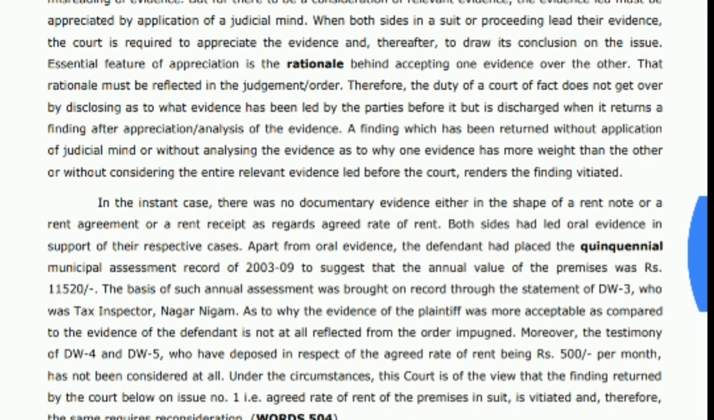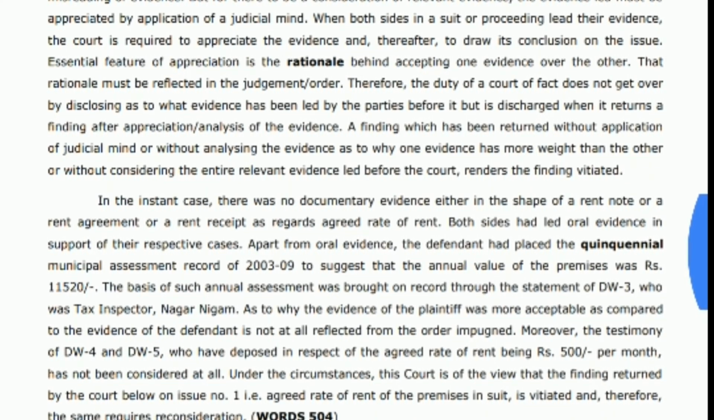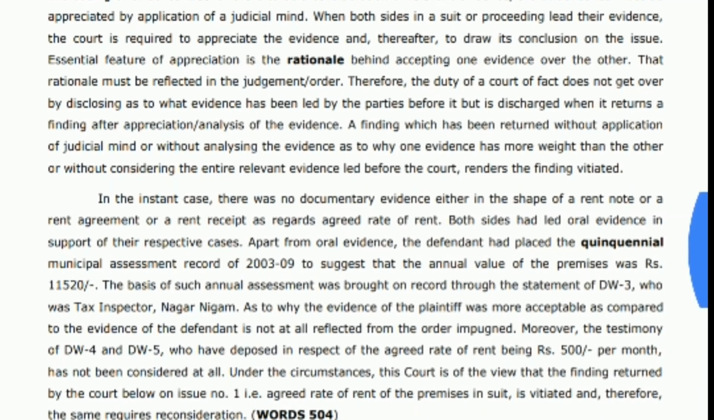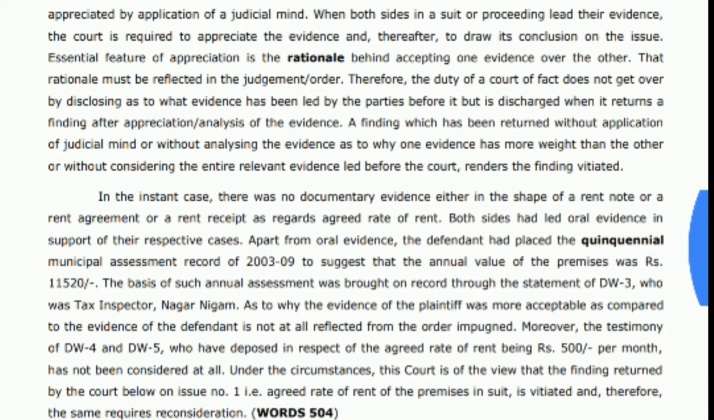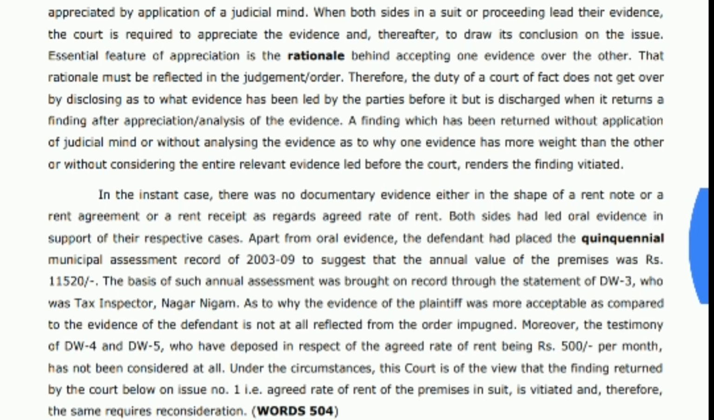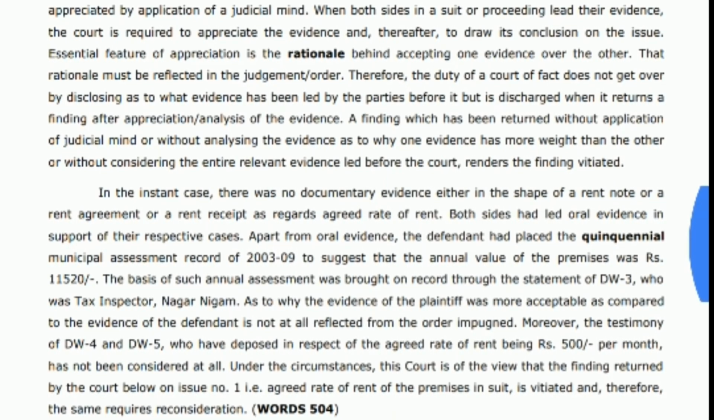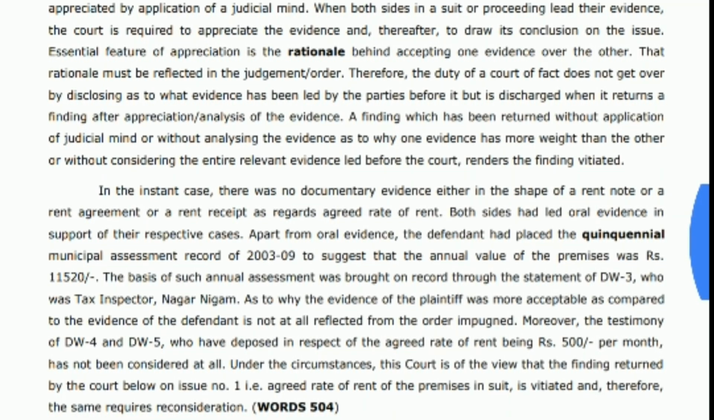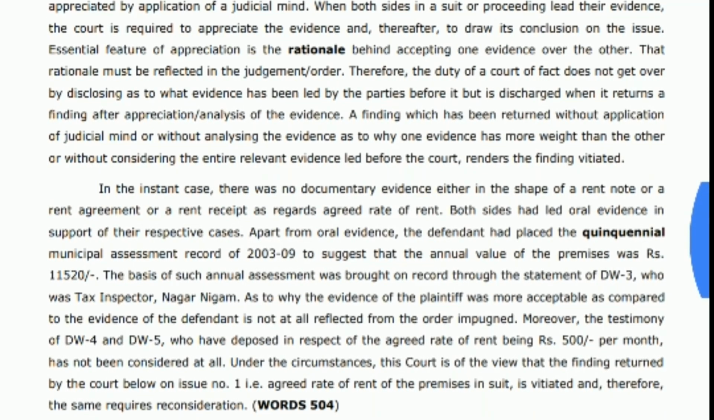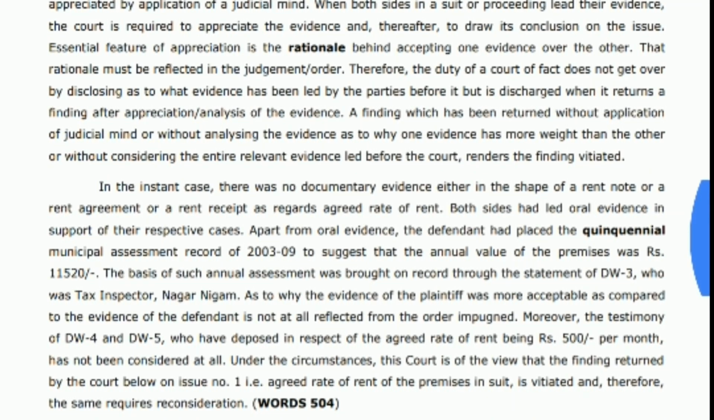Under the circumstances, this court is of the view that the finding returned by the court below on issue number 1, that is, agreed rate of rent of the premises in suit, is vitiated and therefore the same requires reconsideration. Stop.